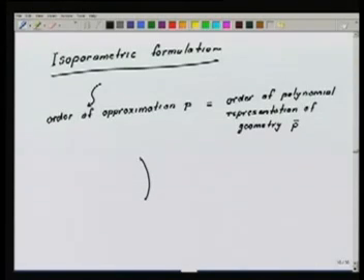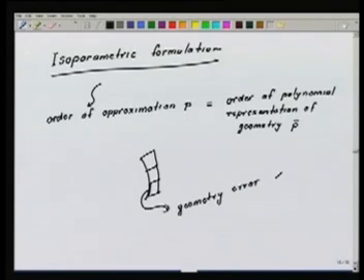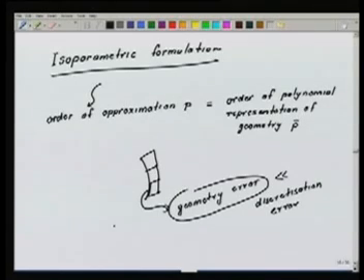So if I have this curved edge, I have to represent the geometry properly in such a way that the geometry error is less than the discretization error. In fact, it should be much less. Discretization error means the approximation error, that is, what I get when I take the finite element solution as compared to the exact solution of the problem. So this should not dominate my solution.